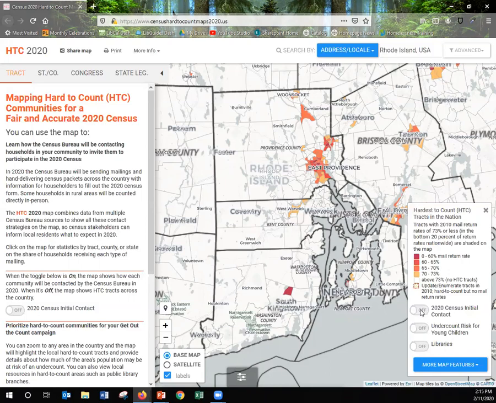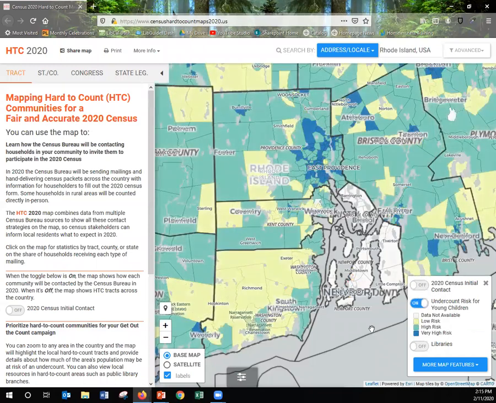But you can also see on this map, we can turn on undercount risk for young children, which is a hard to count population. And here you'll see that there's high and very high risk in all kinds of areas, not just that urban core. So just to drive home the point that no matter where your community is, you serve young children, you serve hard to count populations. And so if you're thinking about a census outreach strategy, it's definitely for everyone. It's not only for towns that have those hard to count tracts.